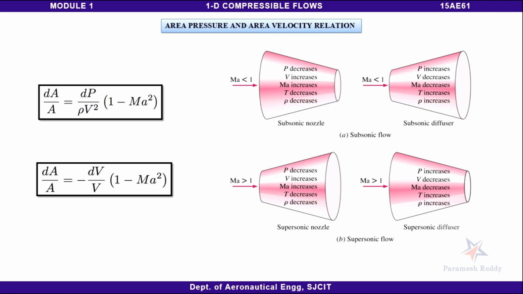Also, since the velocity is increasing, the Mach number also increases. Since the velocity is decreasing here, the Mach number also decreases. Similarly, since the velocity is increasing, the Mach number increases, and when the velocity decreases, the Mach number also decreases. Next we will move to the slides.